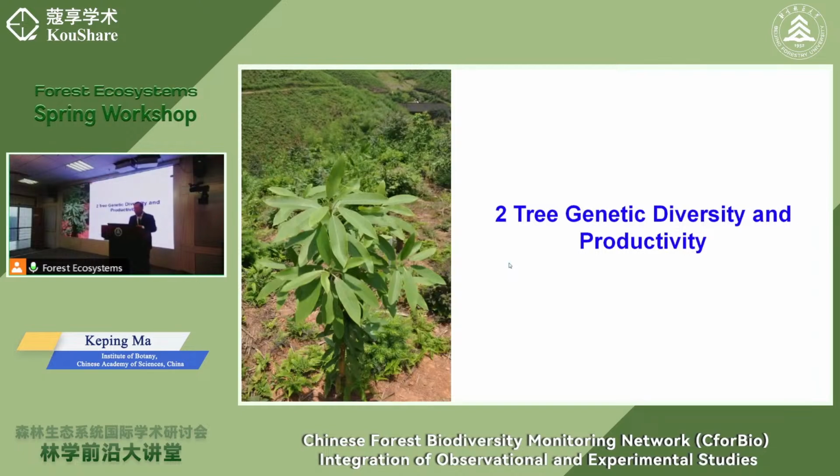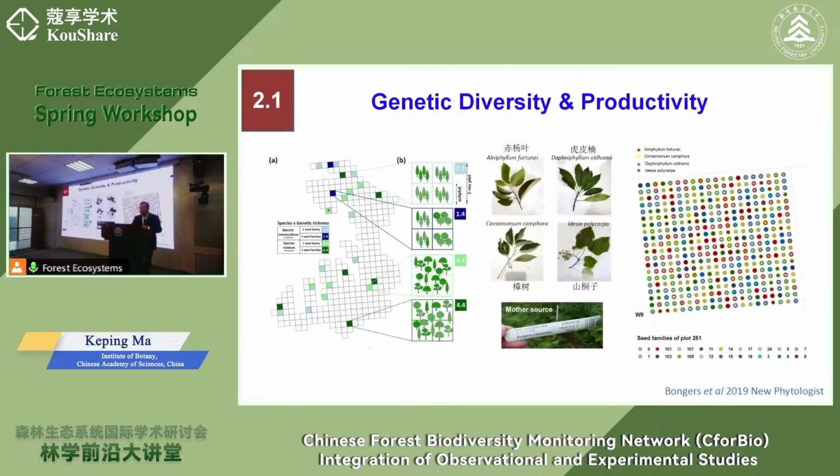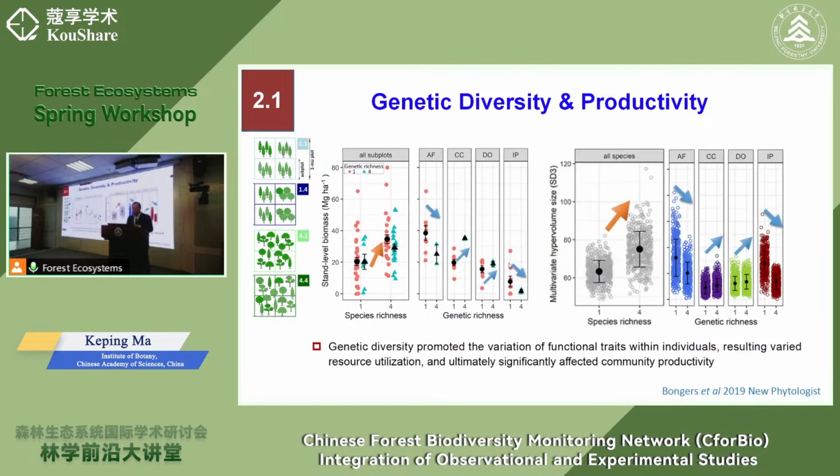And for the second topic, tree genetic diversity and productivity, this is also a special feature of the experiment. We collect data for different trees. Seeds from one tree, we call one seed family, and you can regard one seed family as a species. And we have an experiment with different levels of seed families, to show the effects of genetic diversity. And there are very few studies on this kind of topic.